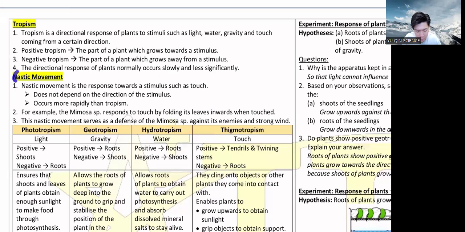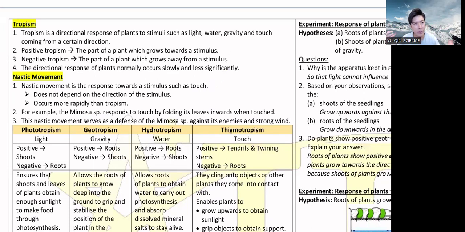Yeah, but this one, nastic movement, in terms of touch, is like mimosa. You know, the mimosa plant, when you touch it, closes up all the leaves for maybe 5 to 7 minutes, then they open up again. That's called nastic movement. This is the only one that we learn in nastic movement.